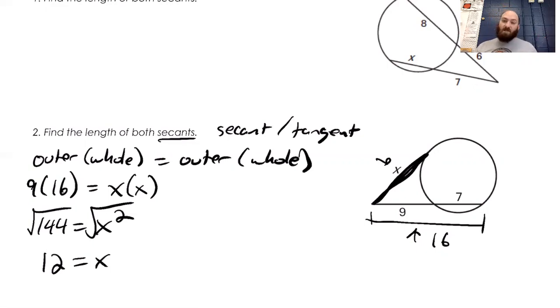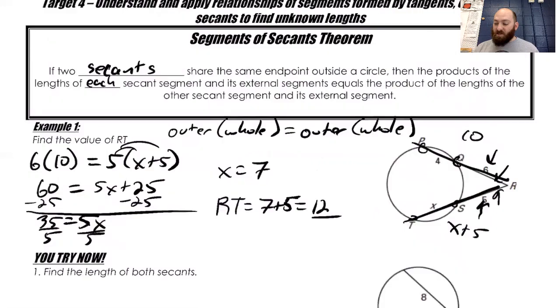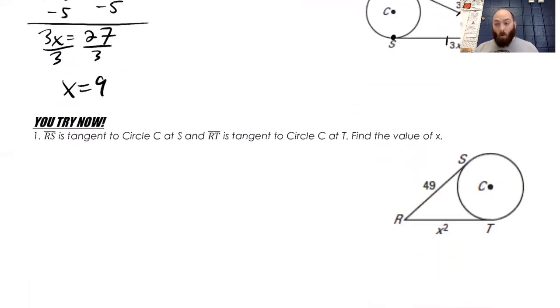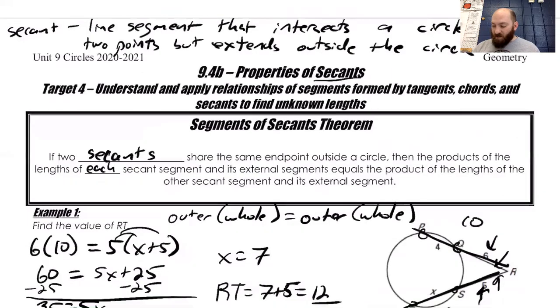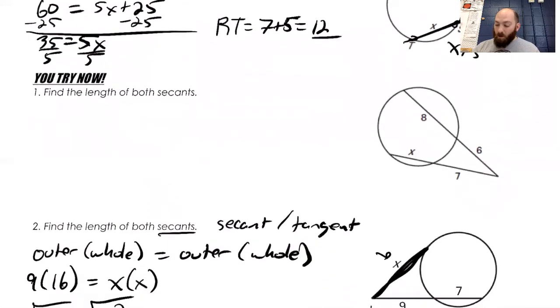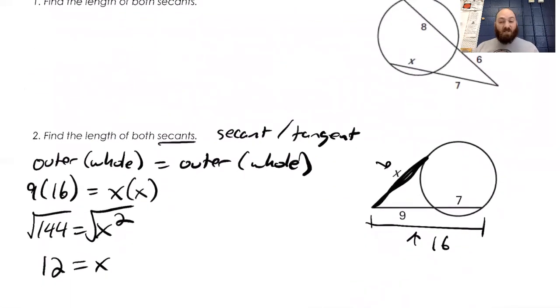That's it for secants. These are the segments that we're analyzing that intersect outside the circle. Either two tangents intersect so that they are congruent to each other, or we get a secant intersecting with a secant, which is outer times whole equals outer times whole, or we get a secant and a tangent, which is still outer times whole, outer times whole.